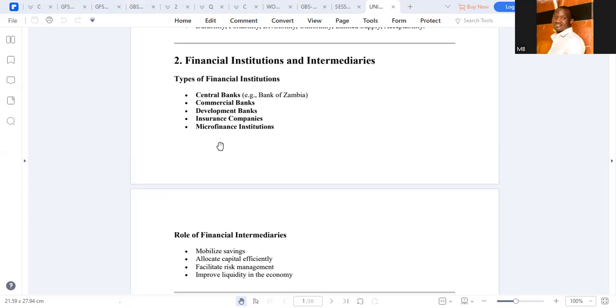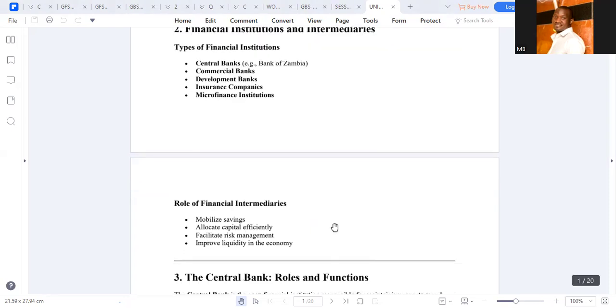Also have commercial banks, development banks, insurance companies, and microfinance institutions. So these play an important role in ensuring that there's what? Mediation between the savers and the borrowers. So the role that financial intermediaries play, number one, is to mobilize funds, to allocate capital efficiently, and to facilitate risk management. So financial intermediaries also improve liquidity in the economy.